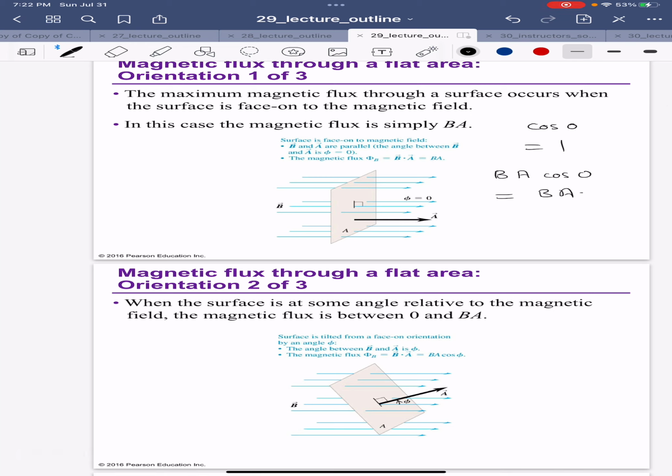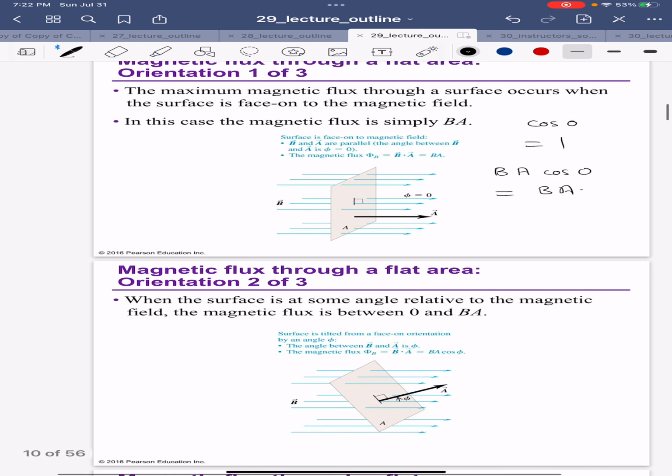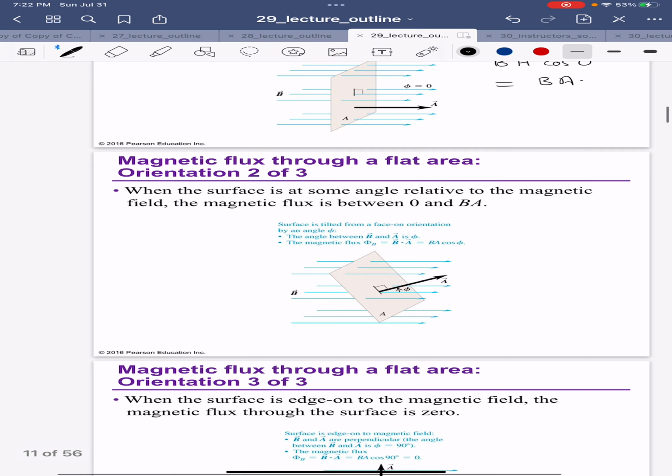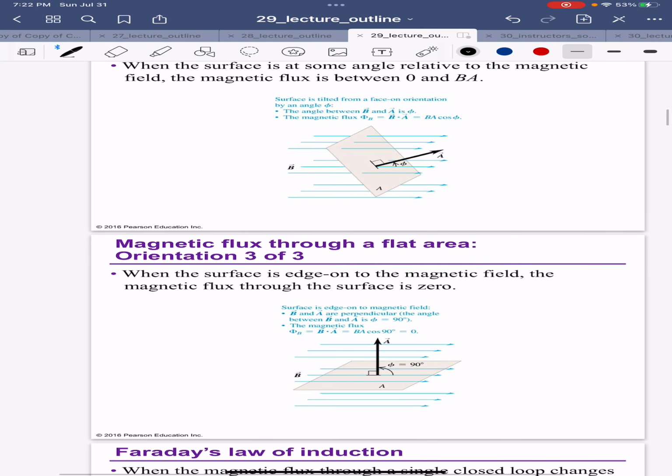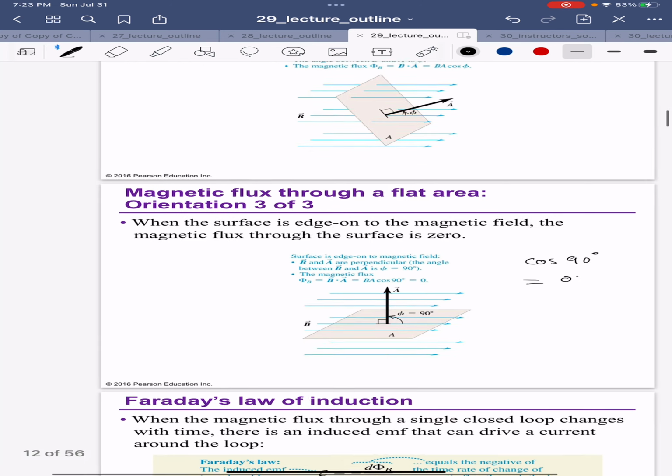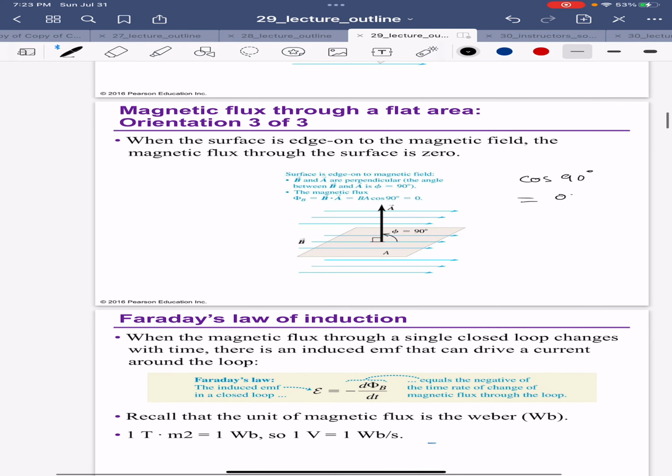If the surface has some angle relative to the magnetic field, then the magnetic flux is going to be between 0 and BA, depending on how much the cosine is. When the surface is edge onto the magnetic field, which means the area vector is perpendicular to the magnetic field, then we are going to have cosine 90, and cosine 90 is 0. Therefore, the flux is going to be 0.